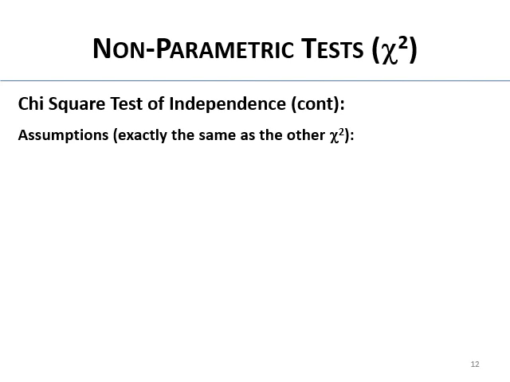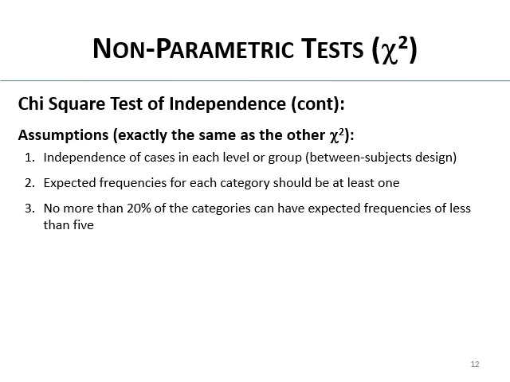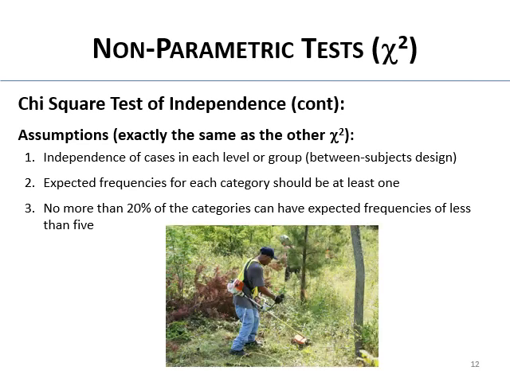So the assumptions are exactly the same as the other chi-square, so they're weird. Independence, that is, you have a between subjects design, each thing or person is only counted once. The expected frequencies for each category are at least 1. And no more than 20% of categories have an expected frequency less than 5. So if you run into number 3 there, you just start combining categories, is basically what you do, so you can still do the test. It's a weed whacker test.